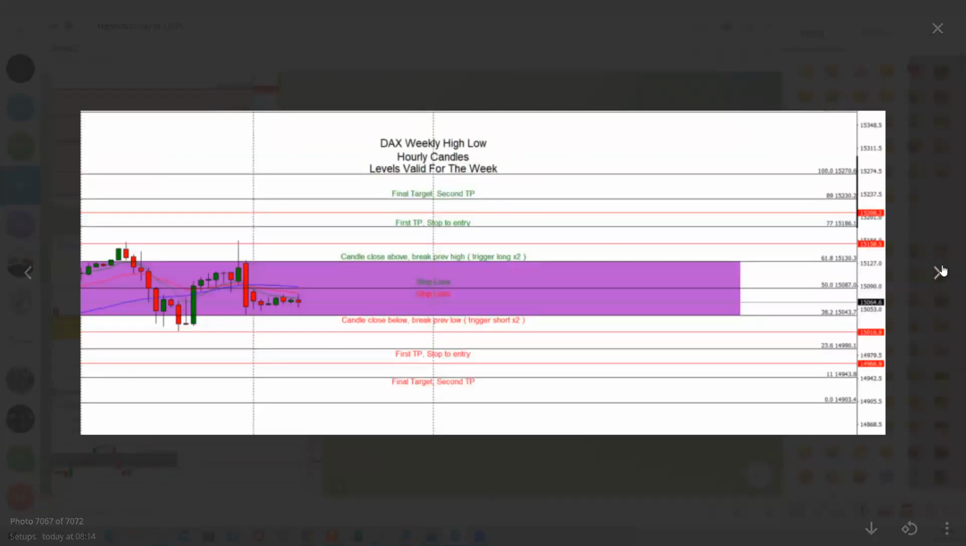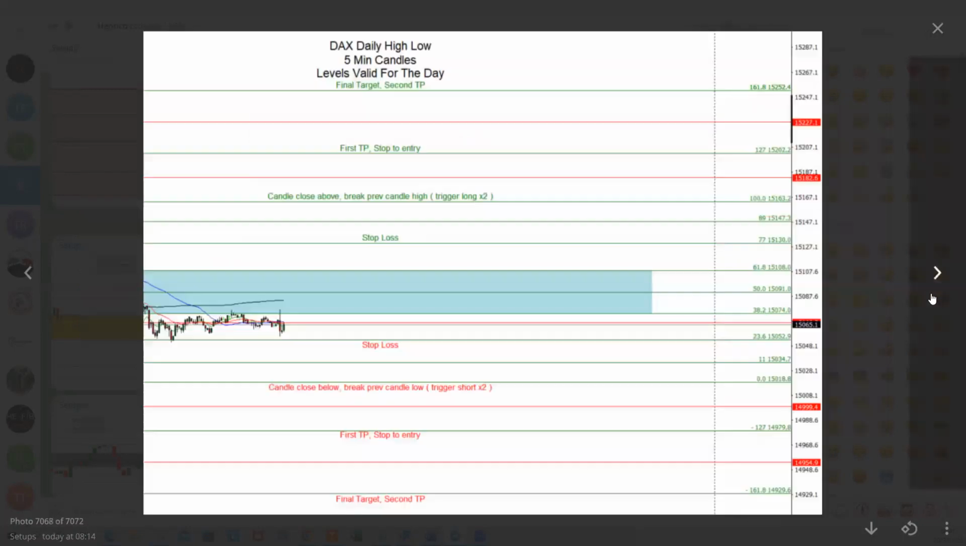On the DAX weekly high-low, currently between levels of 38.2 and 50. If you look at moving averages, 50 is above 21, above 8. That's indicating trend is down. So what we're looking for now is candle close below 38.2, break previous candle low to aim for the 23.6 first TP, 11 second TP, and stop loss being at the 50. Remember, guys, same rules apply with the red lines.